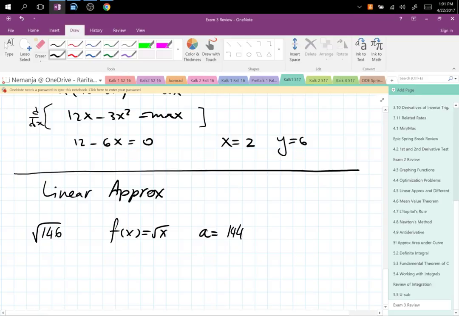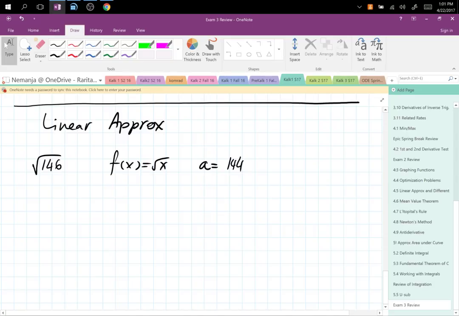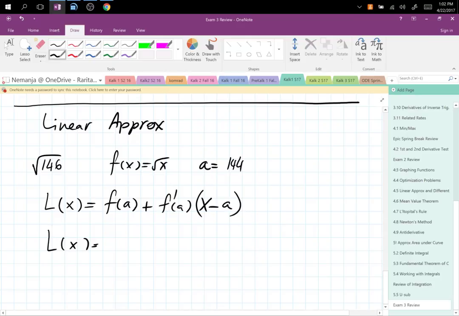So you are linearizing this at 144 because that's the closest square-rootable number to 146. Now you can either do the entire procedure for the tangent line, or if you memorize the formula for linearization, you can use that. And I will use the formula for linearization. So L of x is equal to f of a, which is 12, plus now the derivative, f prime, is 1 over 2 root x, so it's 1 over 2 root a, that's 12, so 1 over 24 times x minus a, which is 144.